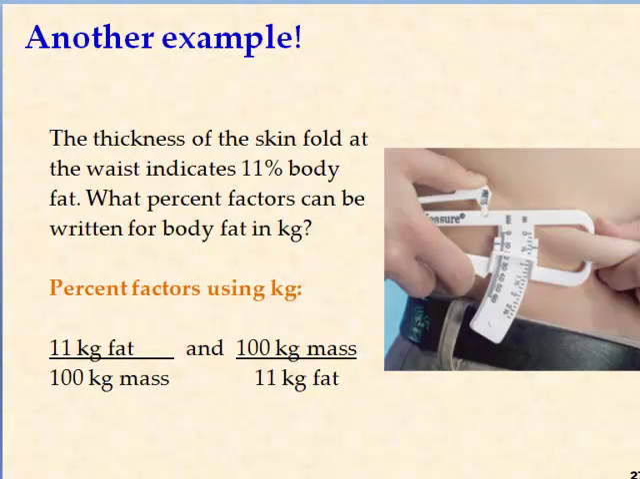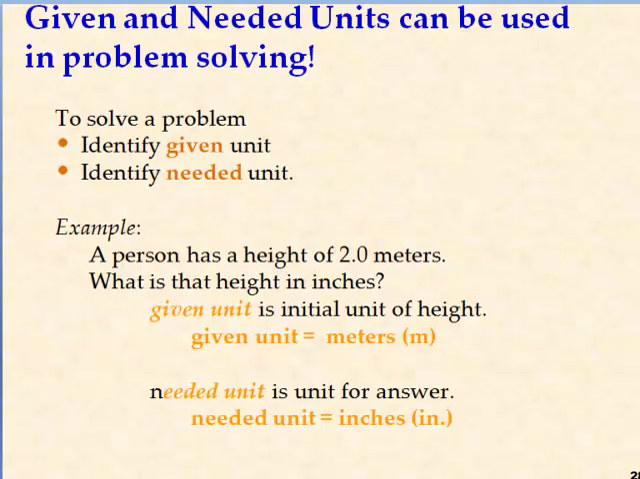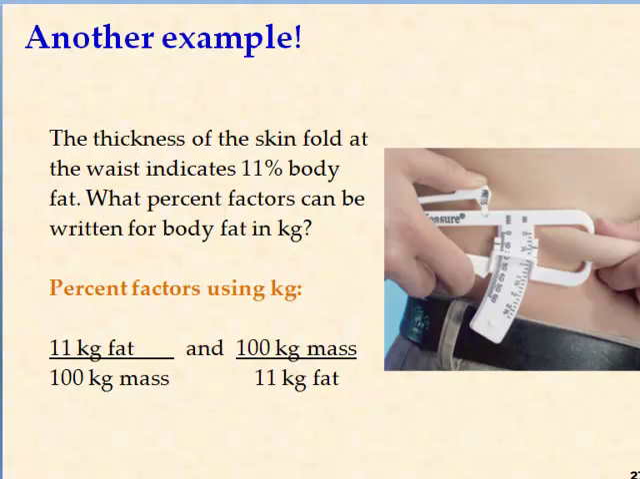Here is another example in which the thickness of the skin fold at the waist indicates 11% body fat. So we have what percent factors can be written. You can see it's 11 kilograms fat over 100 kilograms of mass. So you have your values that you're writing down as denominators and numerators, and that is called a conversion factor. So I think we can stop here, and we will take our next lecture onwards from here.